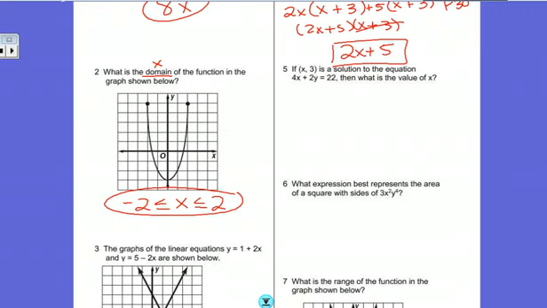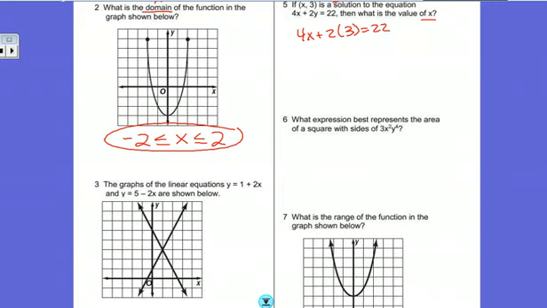If x comma 3 is a solution to the equation, what is the value of x? So all I know is that 3 is y. So 4x plus 2 times 3 equals 22. And then just multiply and solve it. Just solving an equation. Okay? Number 6, I'm also not going to do 100% for you, but I'm going to show you. What expression best represents the area of a square?